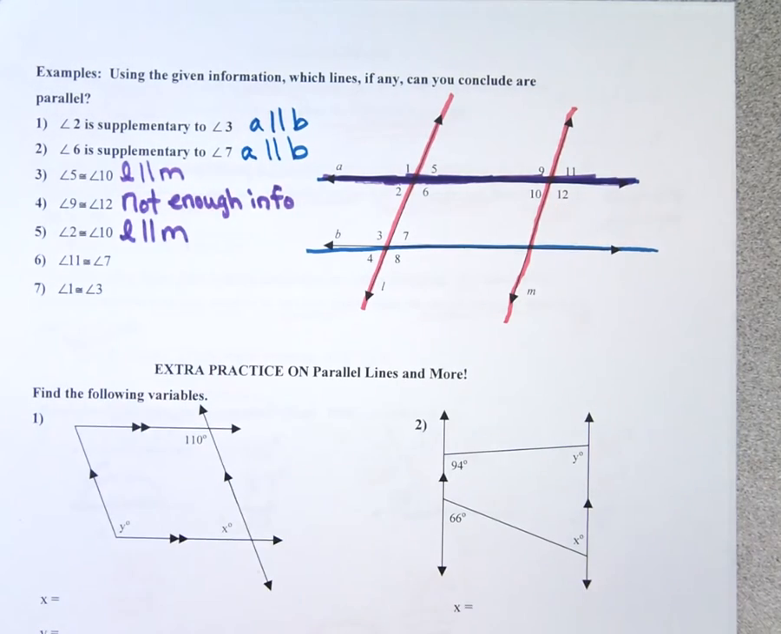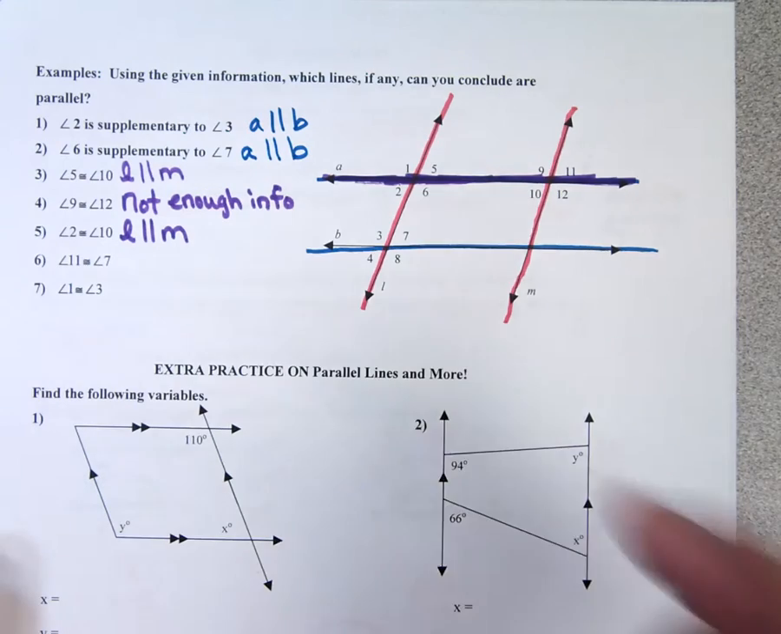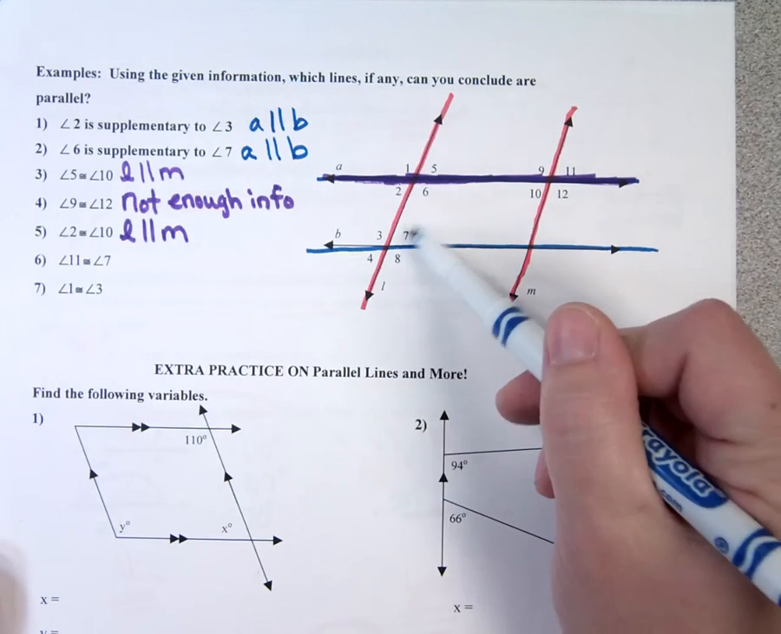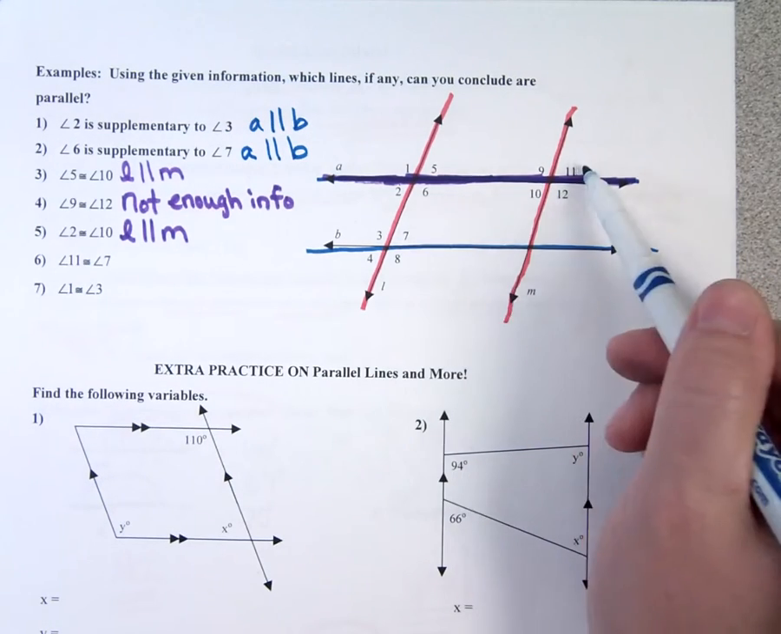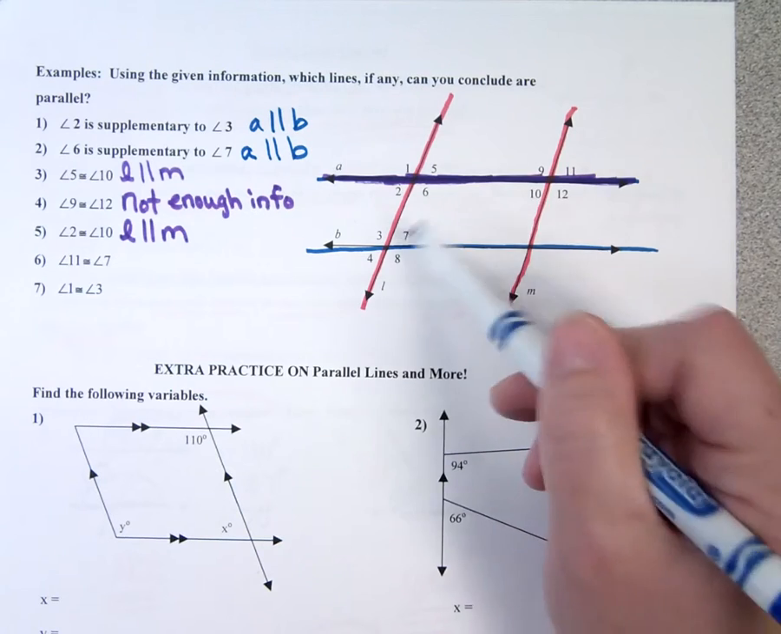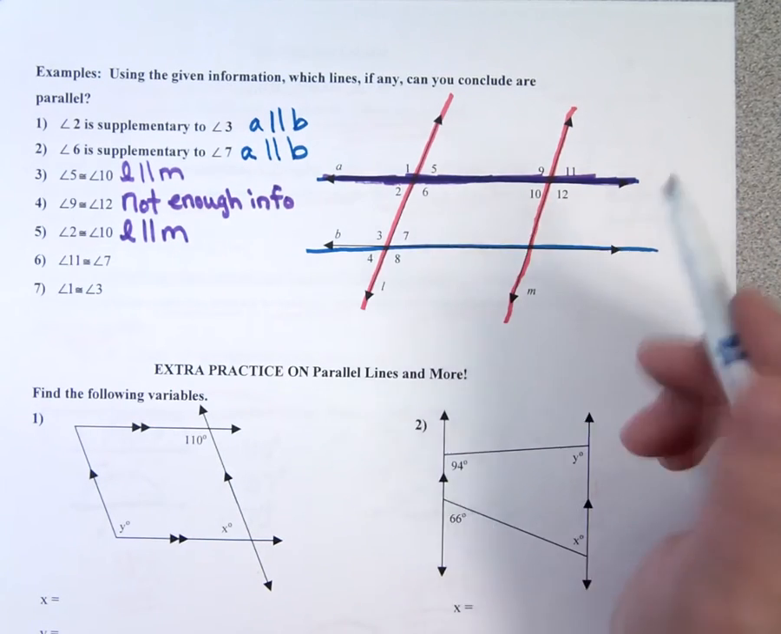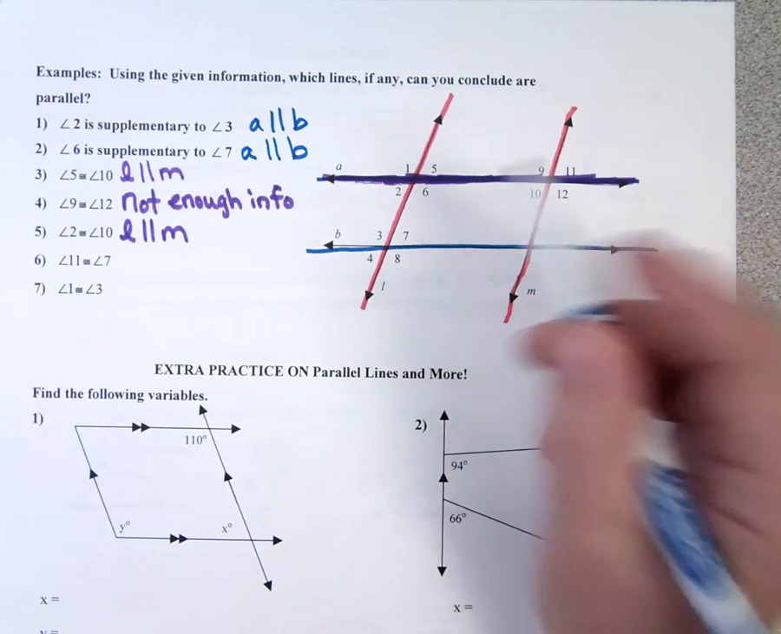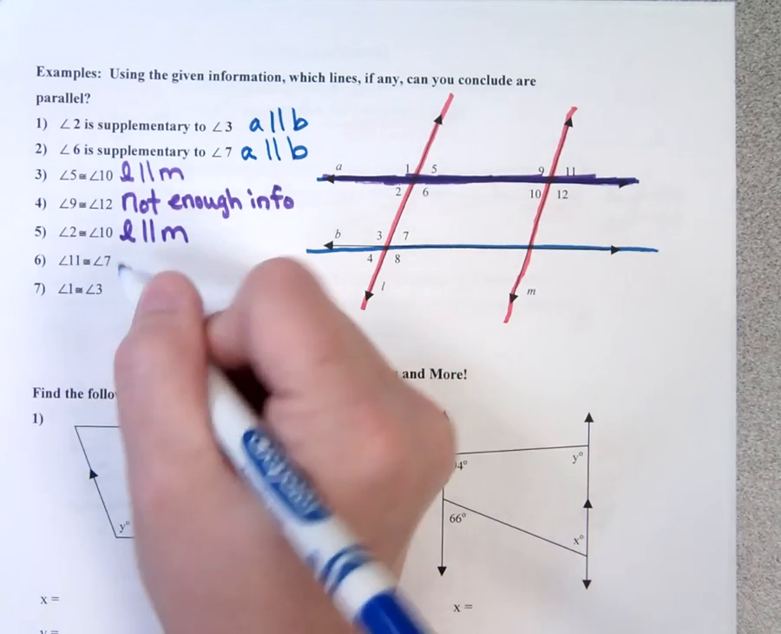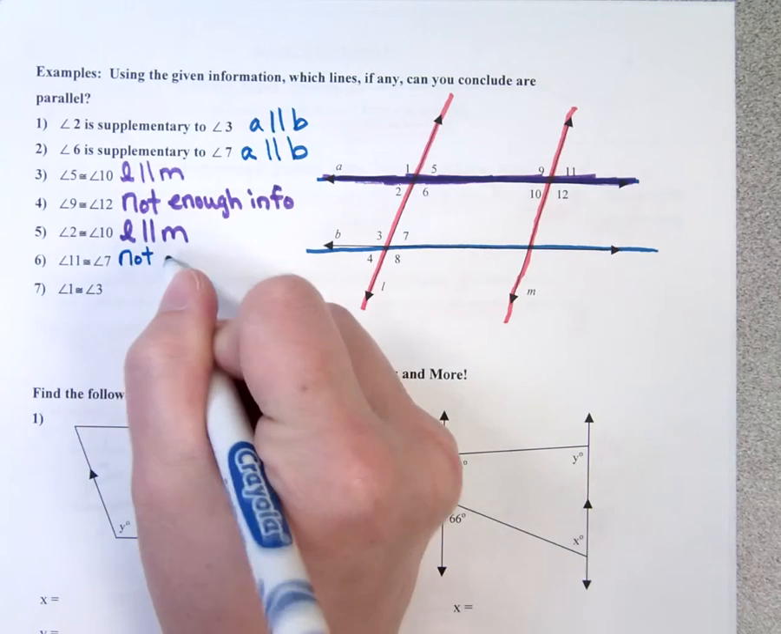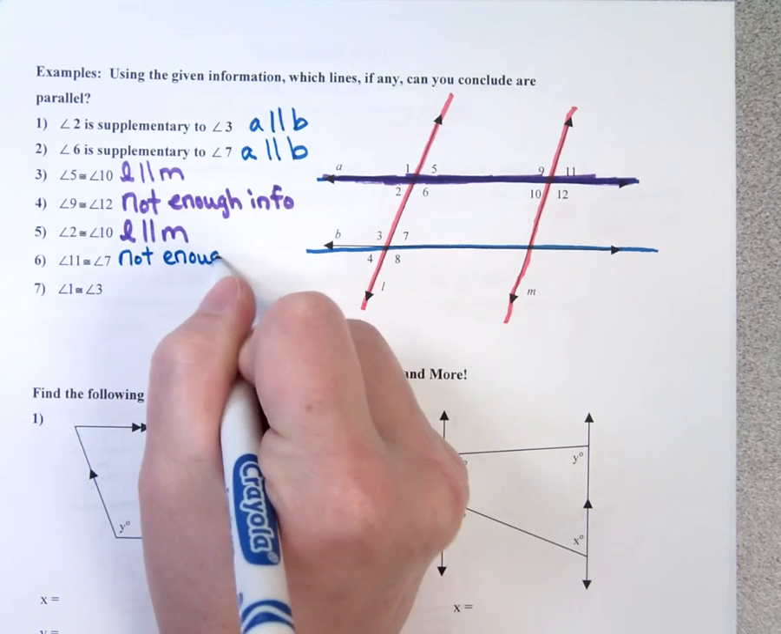Okay, number 6 says that angle 11 is congruent to angle 7. Do we have a special name for those two angles? Those are nothing that we've talked about. So the fact that these are congruent doesn't give me enough information to do anything. So I'm going to say not enough information.